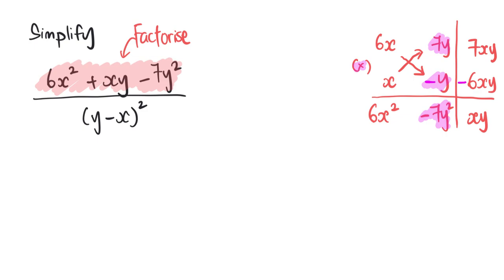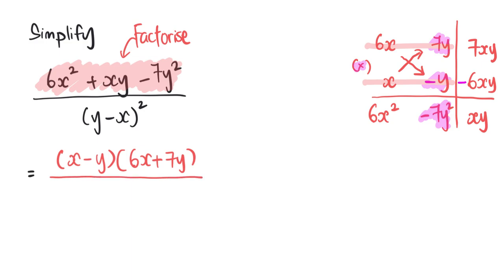And so I will be able to get my factorized form here, which will be x minus y, 6x positive 7y. And do take note how I'm going to write the denominator. I am going to write as y minus x times y minus x.